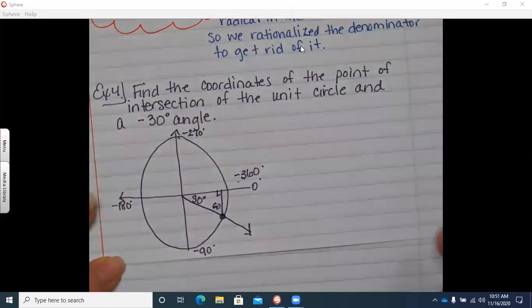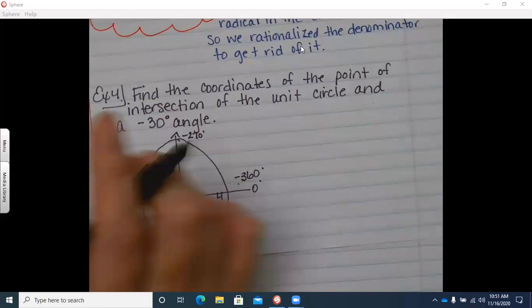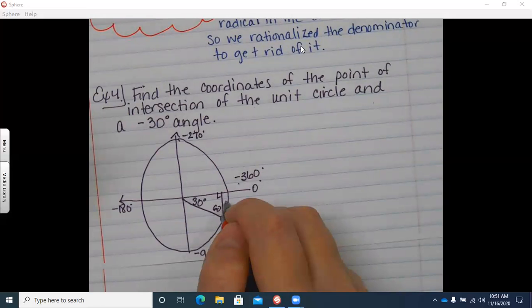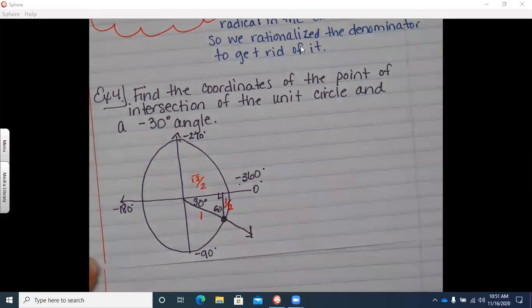In a 30, 60, 90, the leg across from the 30-degree angle is what? 1/2. The hypotenuse is 1, and the leg across from the 60-degree angle is square root of 3 over 2. We can redo the math again if you want to, but it's the same for any 30, 60, 90 triangle when the hypotenuse is 1. Leg across from the 30-degree angle is 1/2. Leg across from the 60-degree angle is square root of 3 over 2. Hypotenuse is 1.